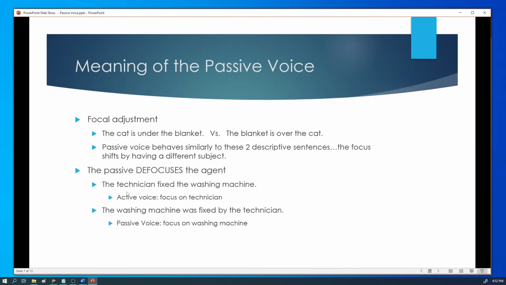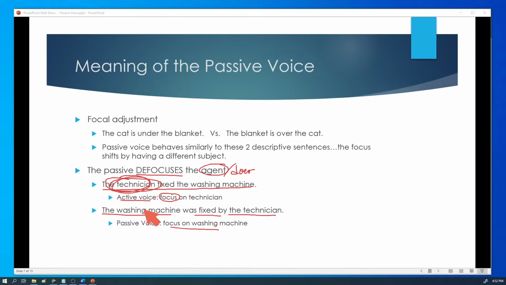Okay, so the passive voice defocuses or takes the focus off of the agent, or another word was the doer. Okay, the technician fixed the washing machine. Active voice, the focus is on the technician. The washing machine was fixed by the technician. The focus is now on the washing machine.